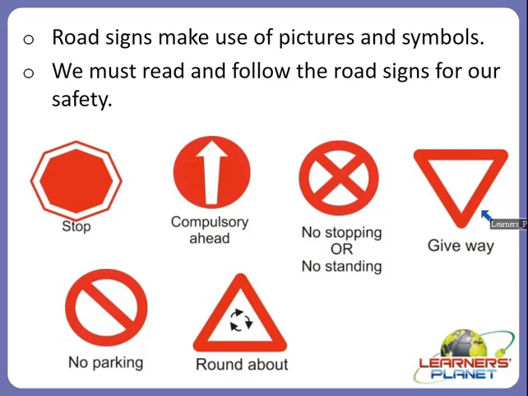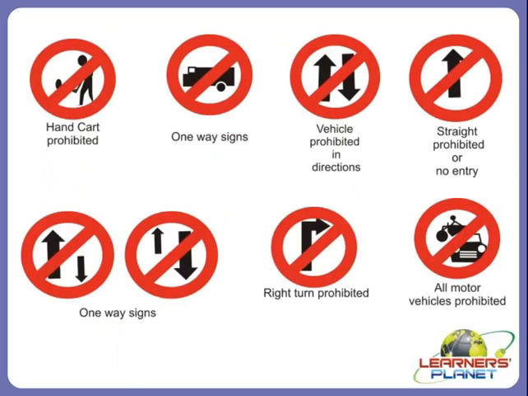Then this is a no parking board. This is a no parking sign, right, as we saw in the previous picture. Then this is a sign of roundabout. Let's see some other signs. Yes, hand cart prohibited. This is a sign which shows that hand carts are prohibited. You should not use this hand cart. Then one-way sign means the vehicle can travel only in one direction, right? Then this is vehicle prohibited in directions.